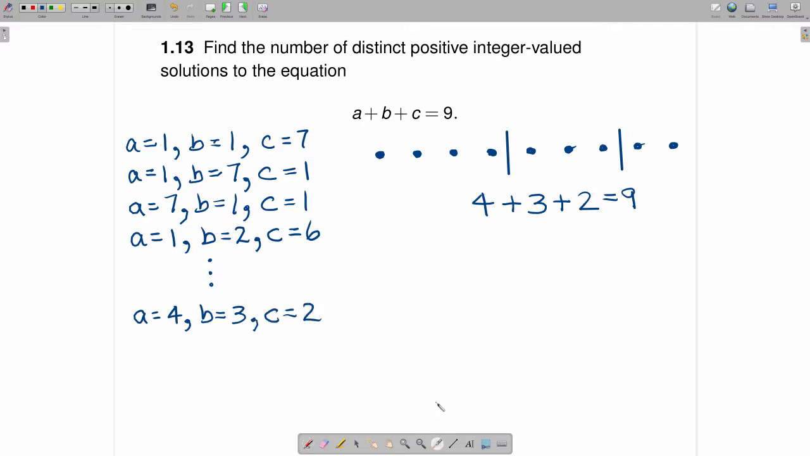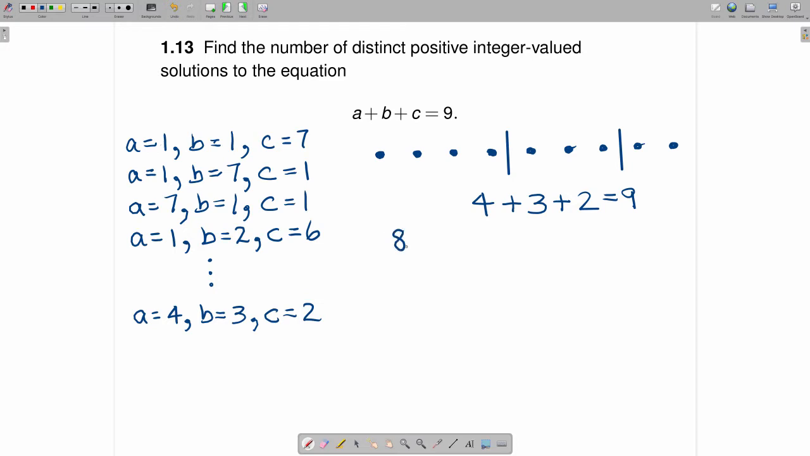But I've kind of framed it now in a different fashion with 9 dots, and I put 2 bars, and the bars are indistinguishable. You can't tell one from the other. If we swap the 2 bars, for example, we'd still have 4 plus 3 plus 2. And those bars have to be put between the dots here, and that's what gives you positive integer valued solutions. Once you frame it this way, it becomes a combinatorics problem, and the solution is as follows.